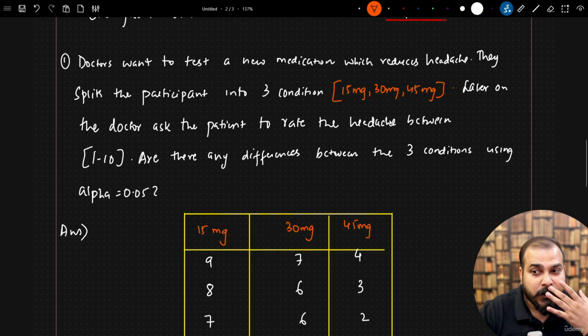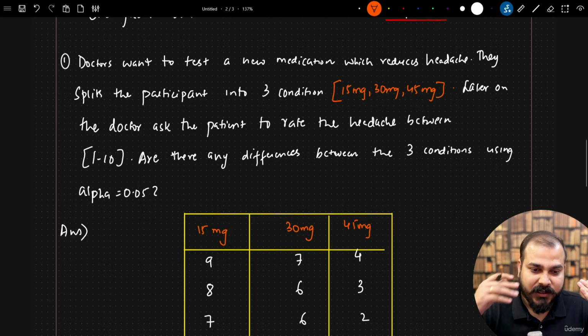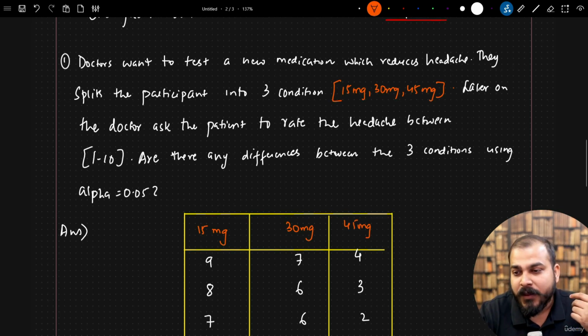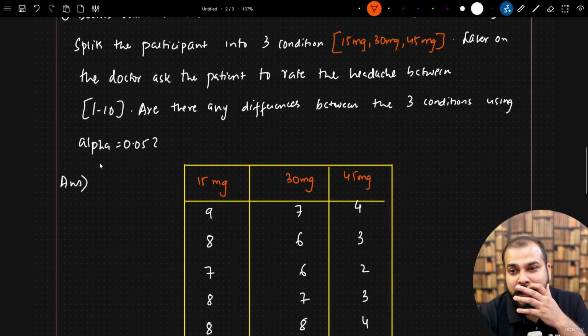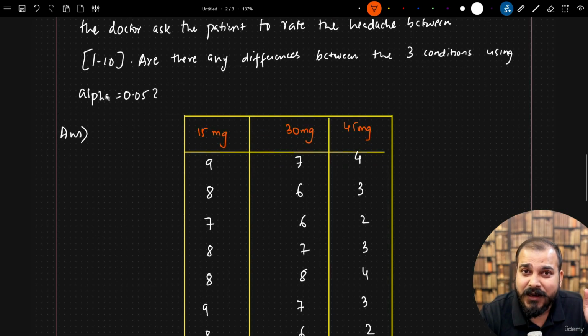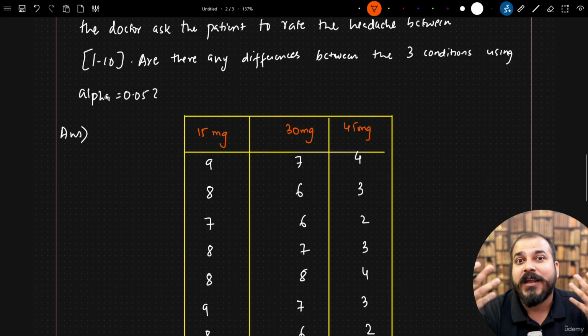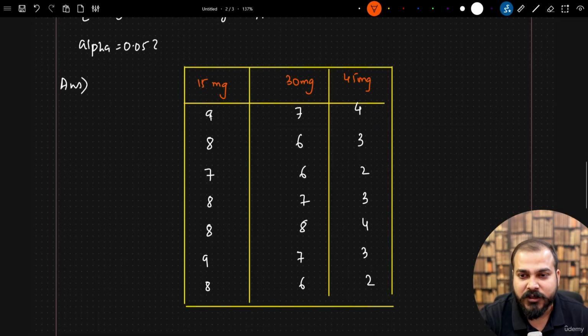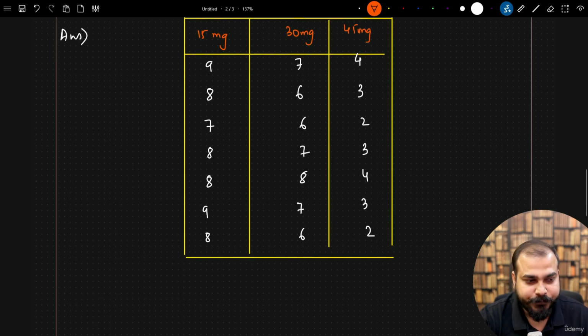Now later on, the doctor asked the patient to rate the headache between 1 to 10. If they rate 10, that means the headache is completely gone. If they rate 1, the headache is there. Are there any differences between the three conditions using alpha as 0.05? This alpha is super important because we will find the value of F and refer to the F table to find the critical value also. And these are my data: 15 mg, 30 mg, and 45 mg. This is with respect to the first person, second, third, fourth, fifth, sixth, seventh person. So a total of 7 people are there in this data set, and again this rating is between 1 to 10.